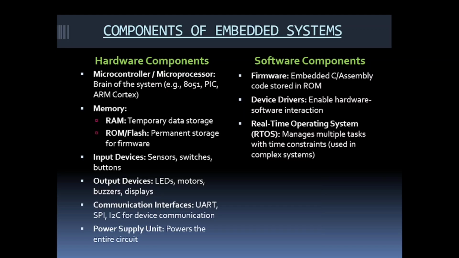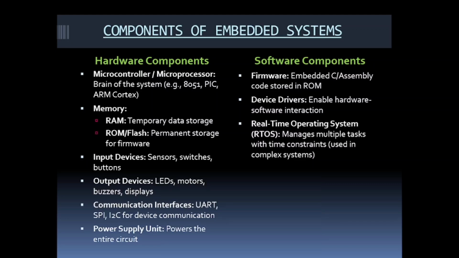Components of embedded systems. Embedded systems are built using a mix of hardware and software components. Hardware components include the microcontroller or microprocessor, the brain of the system. In our case, we use PIC16F877A. And the next one is memory: the temporary memory for data, which is RAM, and permanent memory for firmware, which is ROM or flash memory.